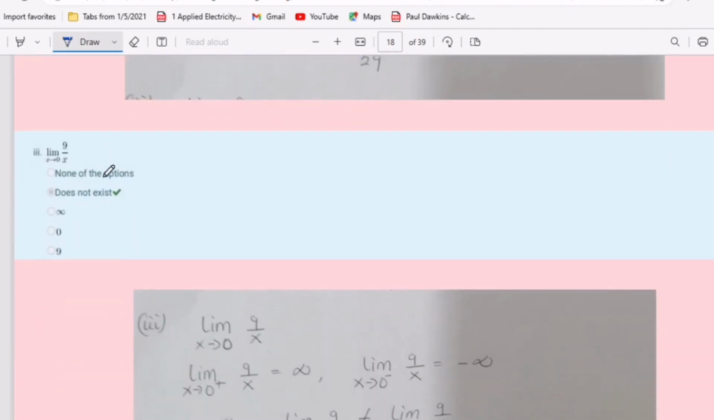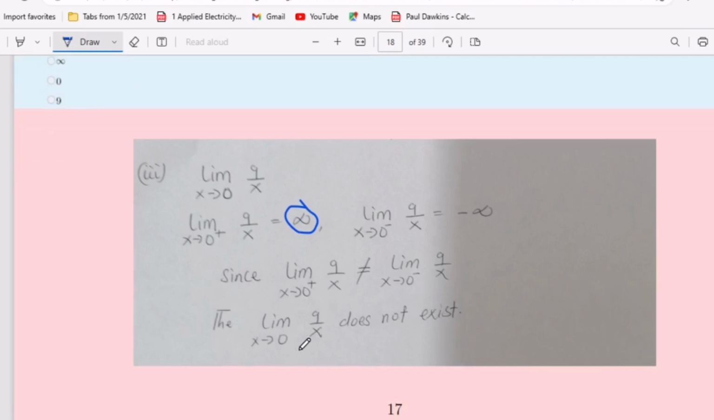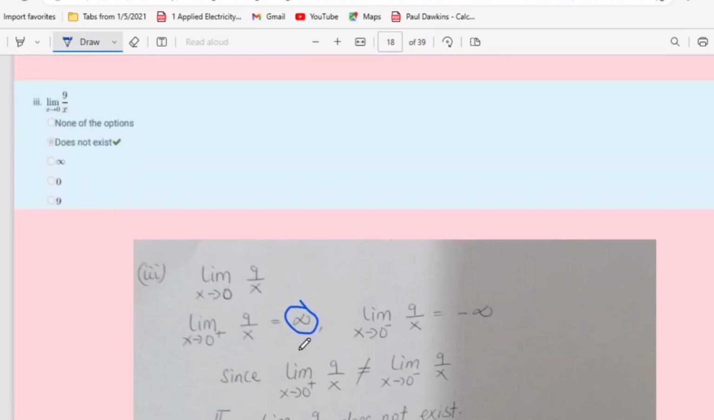This one, they say, does the limit exist? No, it does not exist. This does not exist because 9 over 0 is infinite. It does not exist. It's infinity. You see, this is it. So the limit does not exist. The difference between you getting an infinity and does not exist: they are not asking you the answer that you had. They are asking you the limit, so it does not exist. Am I getting it? Yes.